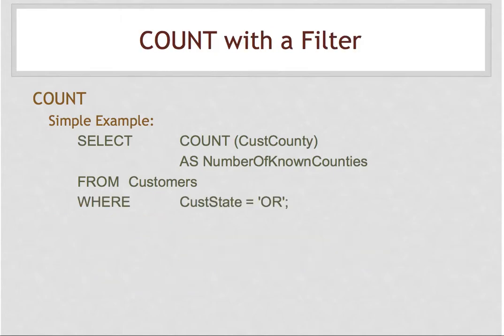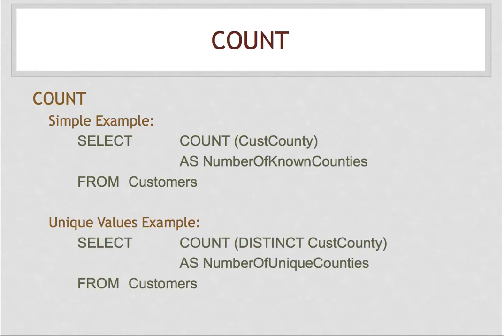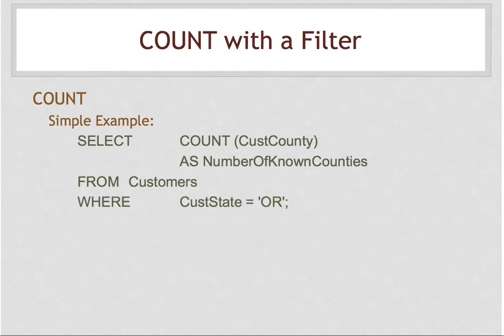Count will ignore nulls, so it will give you the count of values that are actually in that particular column. If you want to count unique values, you can add distinct within the parentheses. We can count with a filter. We can use the where clause as a filter to return only a specific number of records.